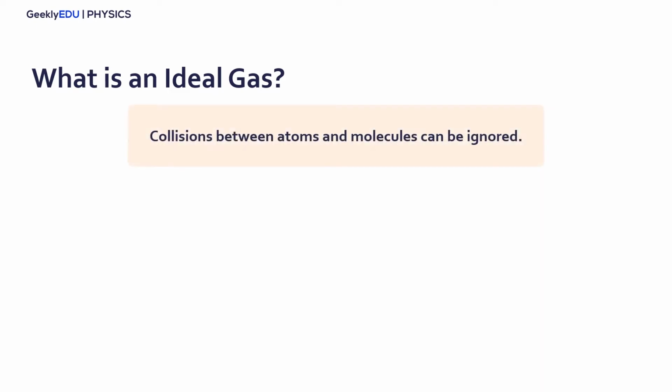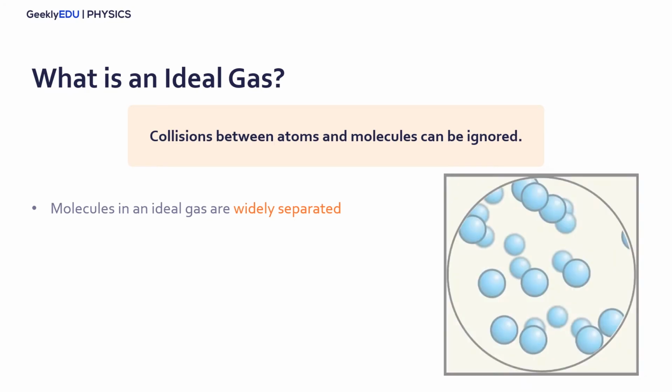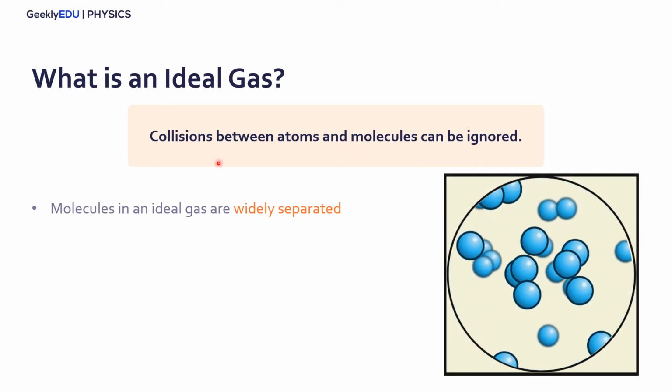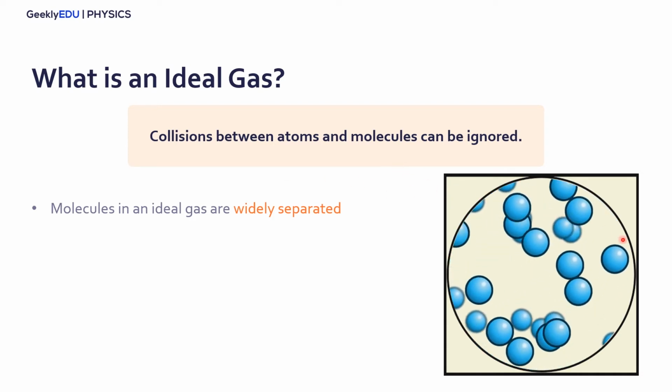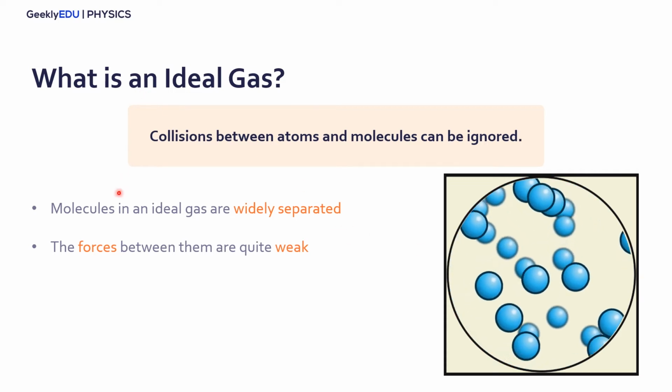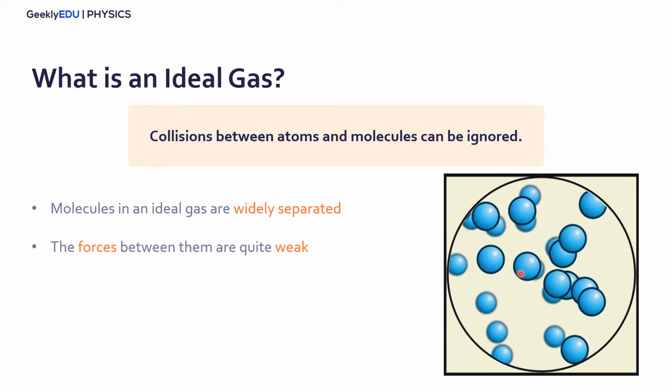Alright, so let's start talking about what is an ideal gas. Well, in an ideal gas, the collisions between atoms and molecules can be ignored, okay? Also, because of this, we're considering that the molecules in an ideal gas are widely separated, okay? If they're widely separated, well, we can neglect the collisions and the forces between them, okay? So for an ideal gas, the forces between them are quite weak.